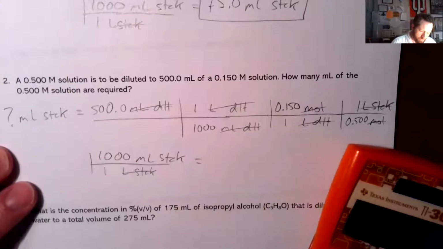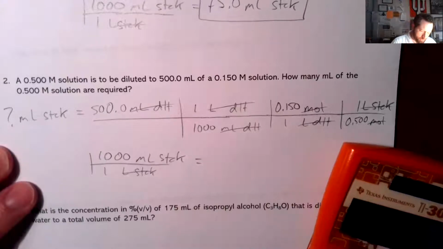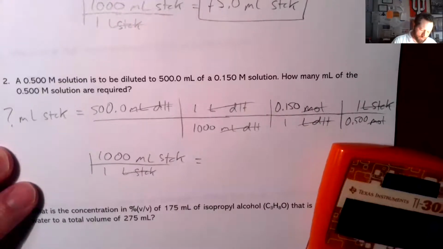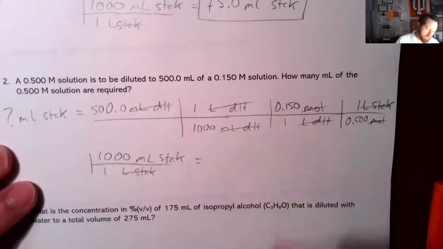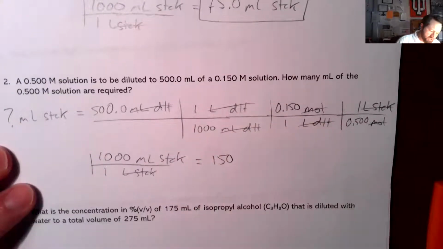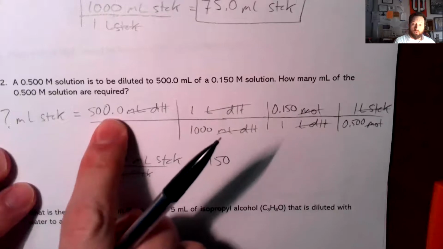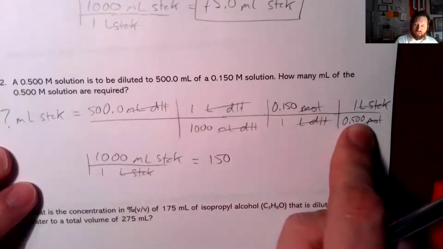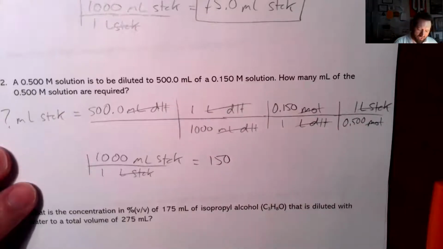500.0 divided by 1,000 times 0.150 divided by 0.500 times 1,000. And I got 150. Let's check our significant digits. I started with 4. This number here has 3, and this number here has 3. So we want 3 significant digits.